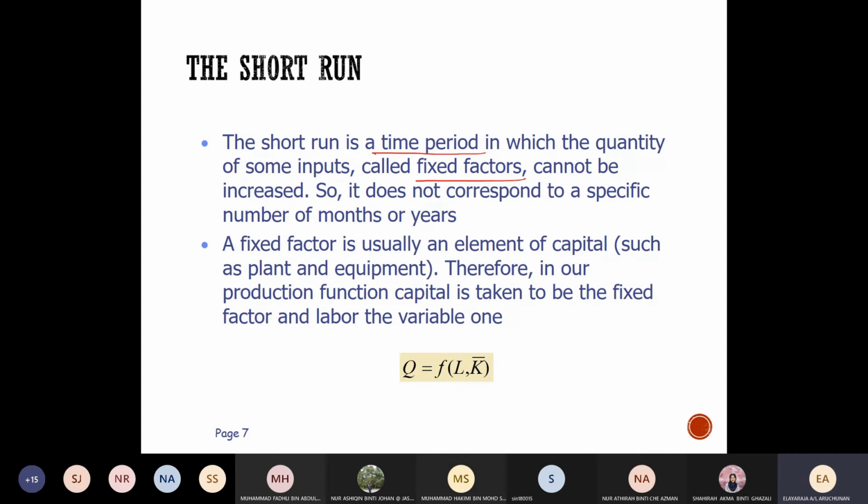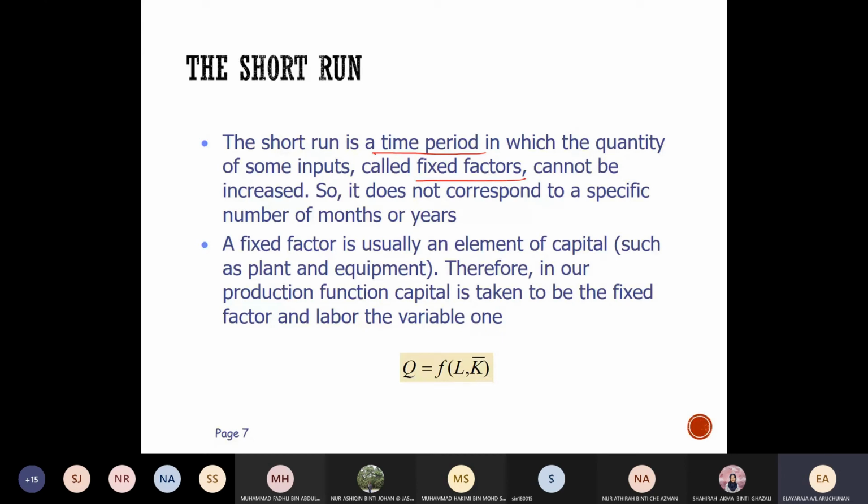For the short run, the fixed factor is usually an element of capital, so usually it is the capital, I mean the resources, what resources we have, such as a plant, equipment, an amount, the quantities, everything. So we call it capital, and we fix it. We call it a fixed factor. So remember, guys, this is just for the short run, so the variable which is fixed is the capital.